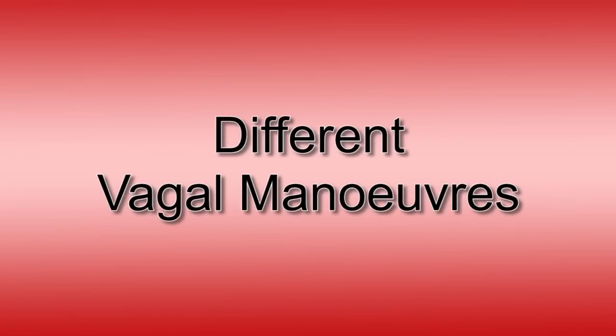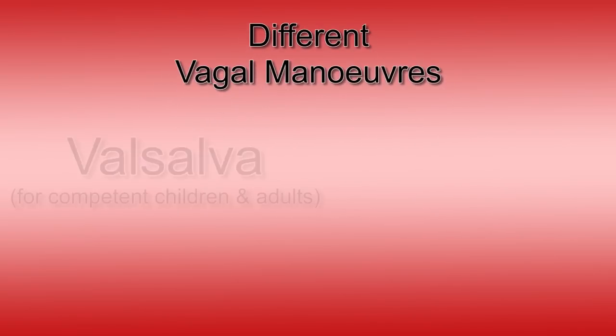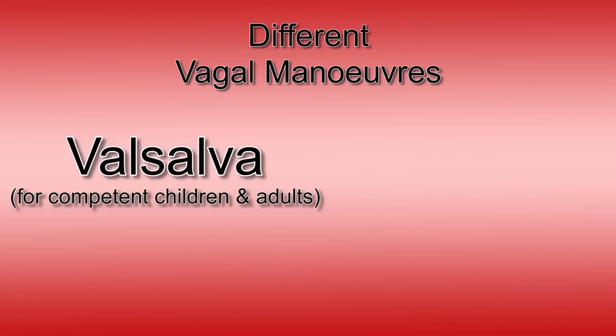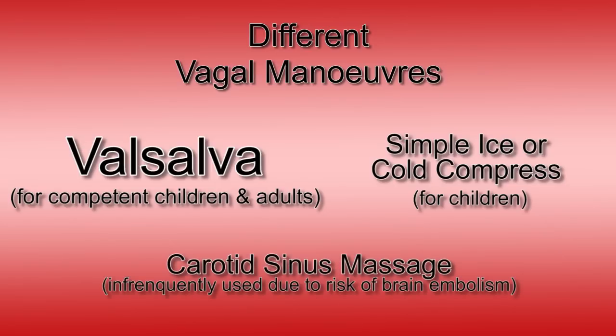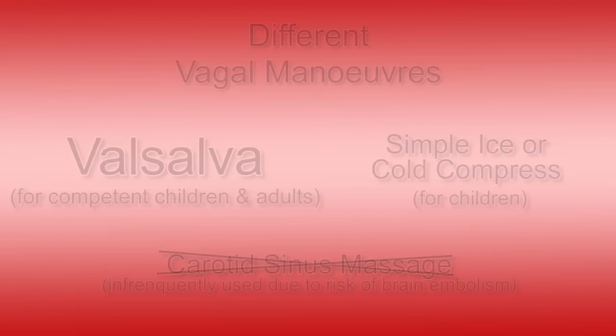The most common Vagal manoeuvres used in pre-hospital practice today are the Valsalva for competent children and adults, and the simple ice or cold compress technique for children. You may have also heard of the carotid sinus massage. This is infrequently used in pre-hospital practice due to the risk of causing a brain embolism.